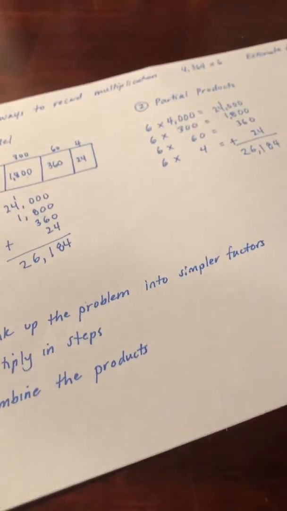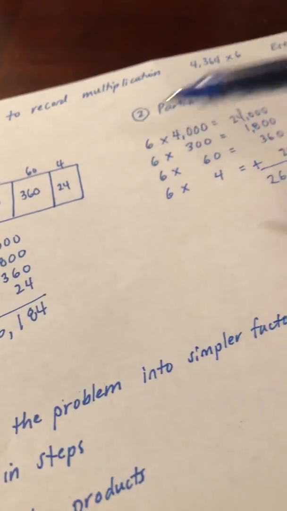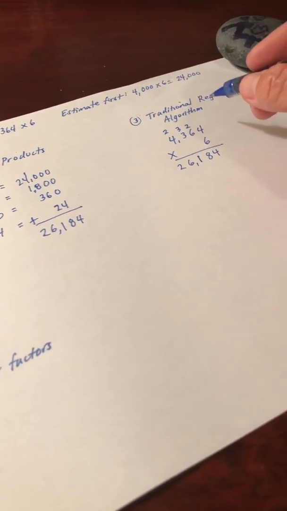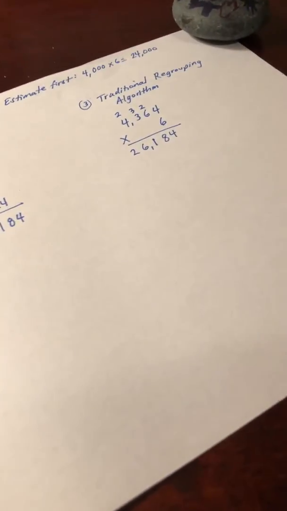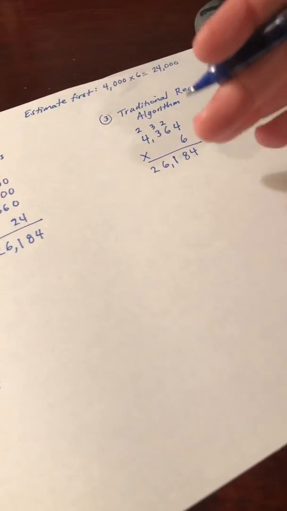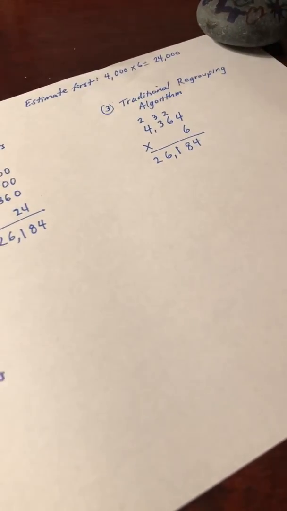All right, so we've done a lot of partial products already. The traditional regrouping algorithm is what we're going to want to practice this week. So keep working on that. And I know sometimes it's hard when they finally feel like they're moving in the right direction. Partial products was finally clicking, and then now I gave them a new way.